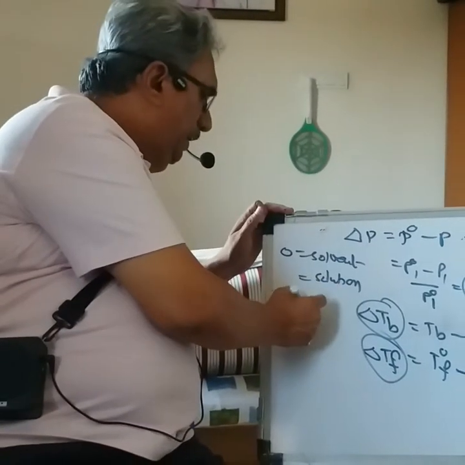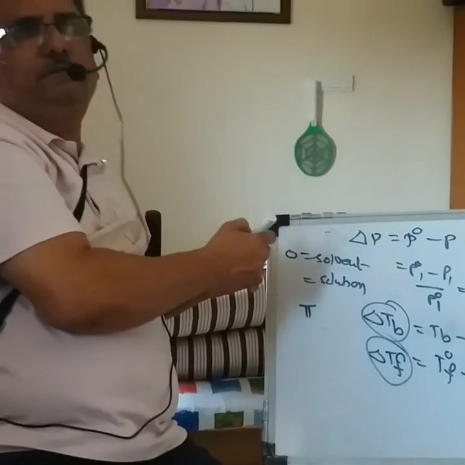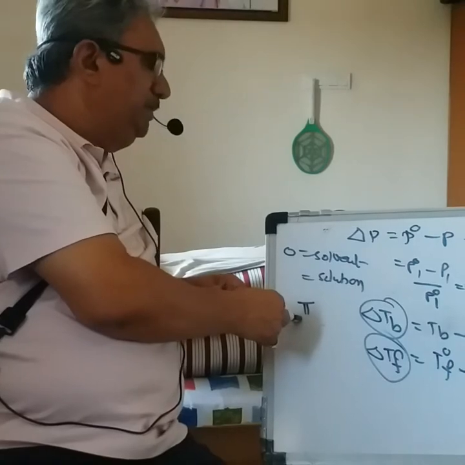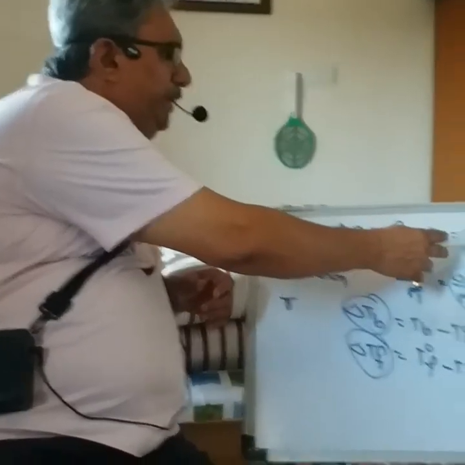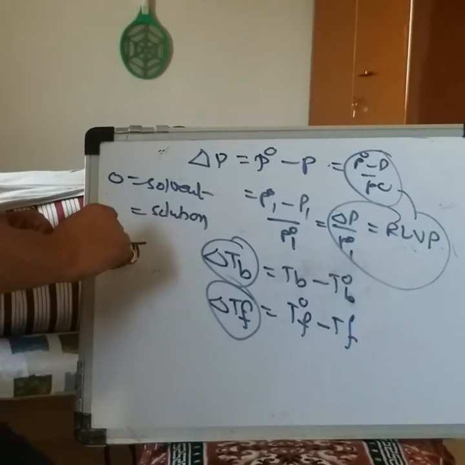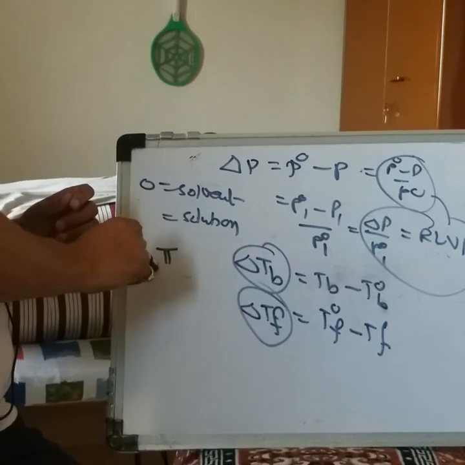So these three, and the final is the osmotic pressure, which we symbolize as pi. Pi is the osmotic pressure symbol. So relative lowering in vapor pressure, elevation in boiling point, depression in freezing point, and osmotic pressure, these four are colligative properties. So the values of these four depend on the number of particles.